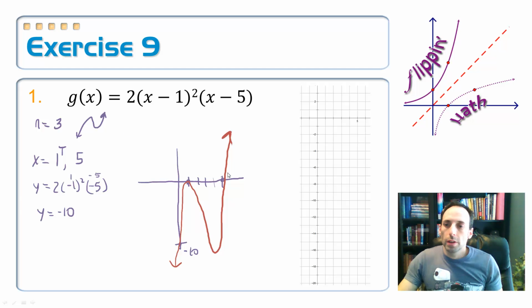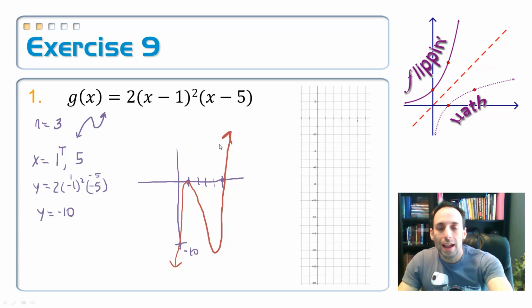Disco dancer in behavior. And listing out my zeros, I get x equals 1, and it is tangent at that point because it's got a multiplicity of 2, even, and then it also crosses through at 5. I find my y-intercept plugging in 0 for x, and I get -10, and then I draw my little sketch.